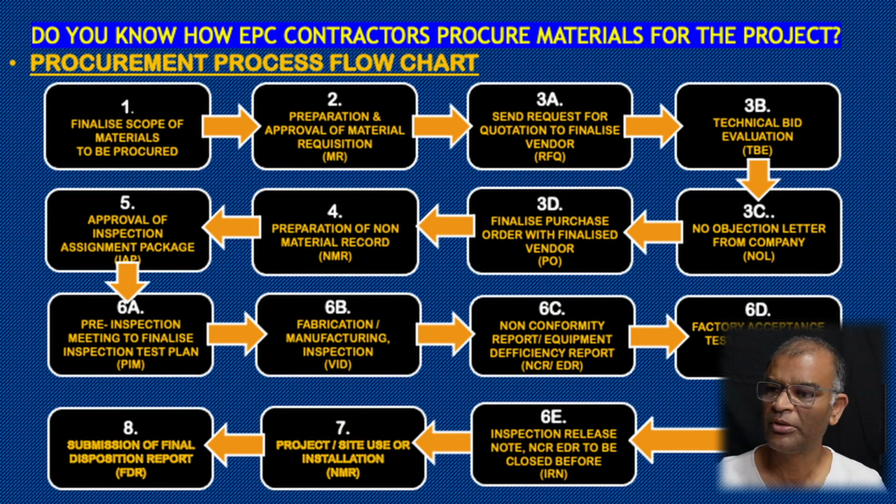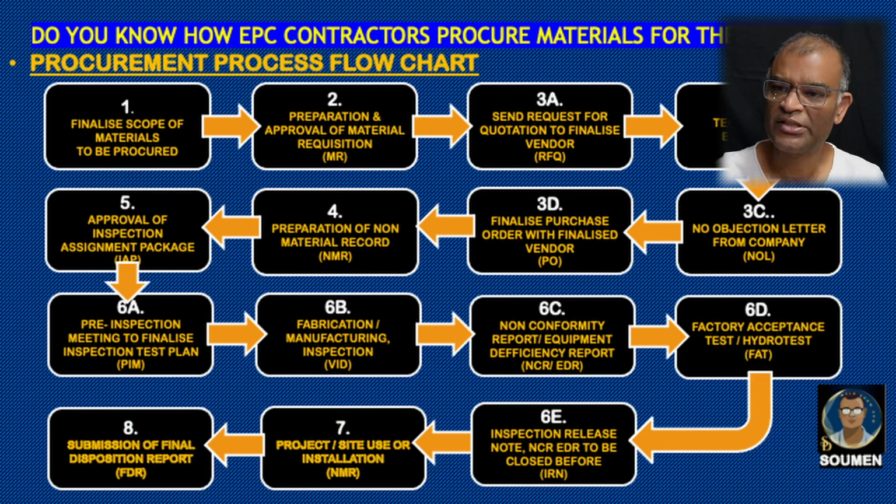Commercial part will be done by the contractor finance department, and the technical portion will be done by the material specialist from company. After technical bid evaluation, they have to agree with some vendor. Then the no objection letter to be submitted. After that, purchase order will be prepared and finalized with vendor. Then the documentation portion will start.